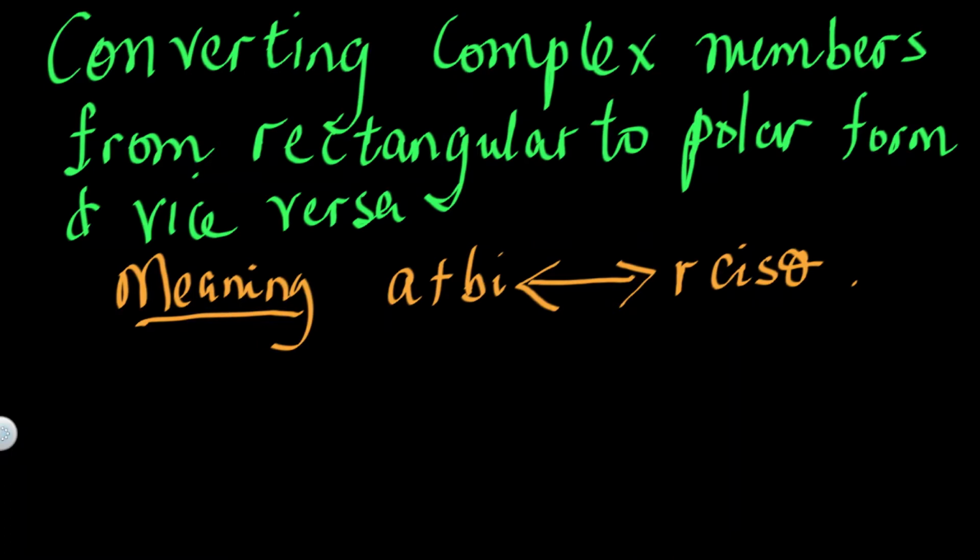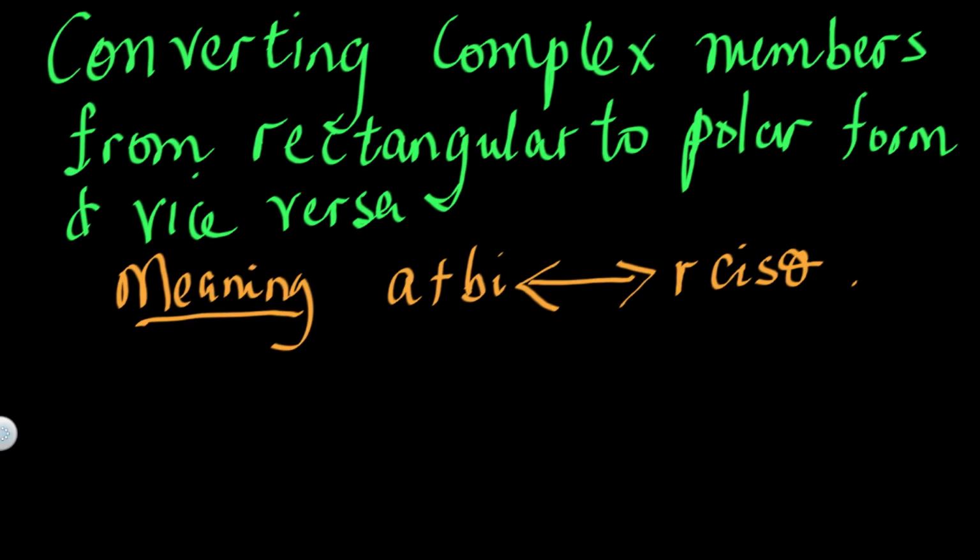Sometimes you are required to convert a complex number from rectangular form to the polar form because the polar form might be more useful than the rectangular form, or vice versa. This is what I'm going to explain in this video: how you convert a complex number from the rectangular form to the polar form, or from the polar form to the rectangular form.